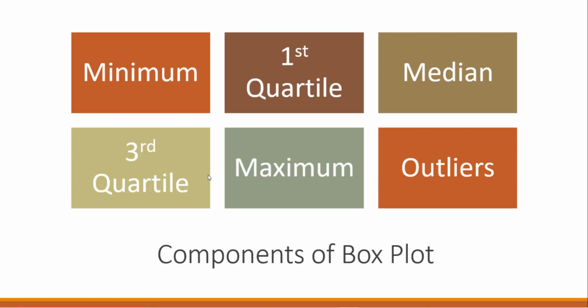The third is median. It is the second quartile, or we can say that it is the 50th percentile. The next one is third quartile and it is the 75th percentile. The next is maximum and it is defined as Q3 plus 1.5 multiplied by IQR. And the last one is outliers. They are the points that fall outside the limits.